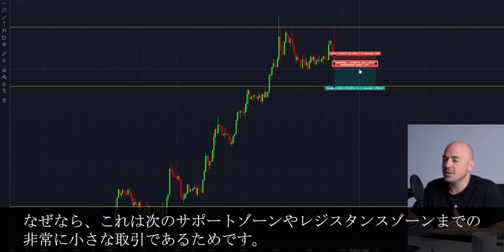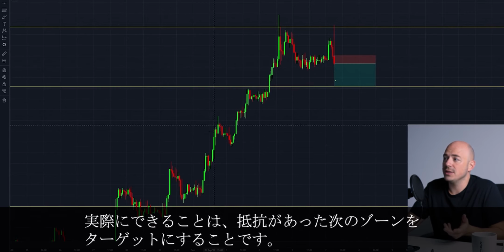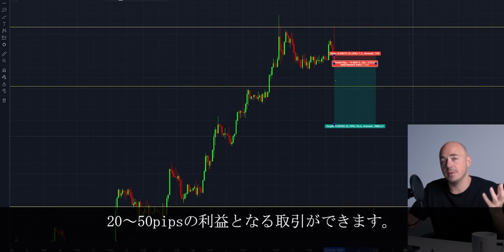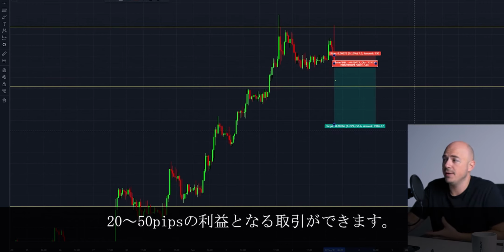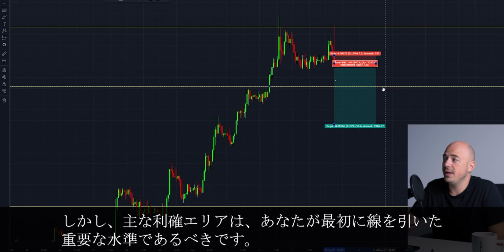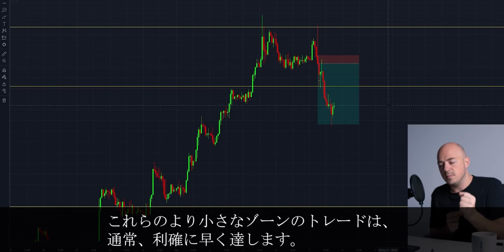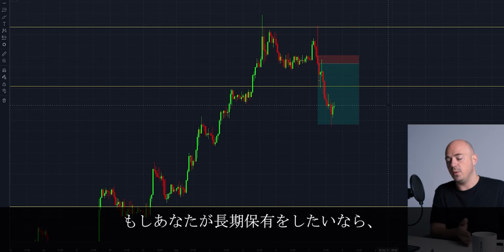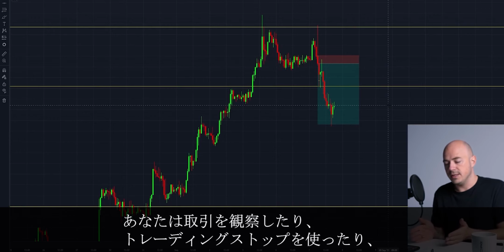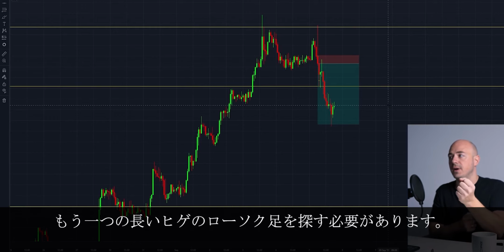So because this is such a small trade to the next support and resistance zone, what you can do is actually target the next zone down where we saw some resistance, taking this from a 20 pip trade to a 50 pip trade. But your main take profit area should be that key level that you marked up. Those smaller zone trades are usually going to hit take profit faster, and if you want to long-term hold that, you just need to monitor the trade and have a trailing stop loss on it, and or look for another long wick candle.